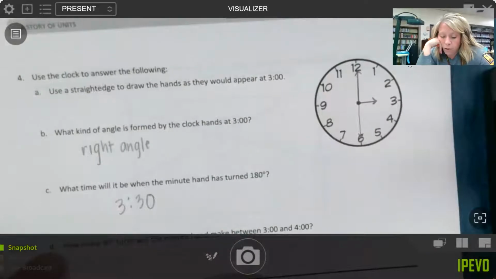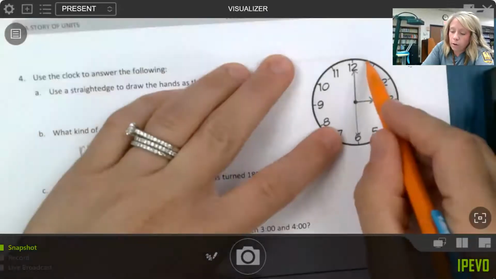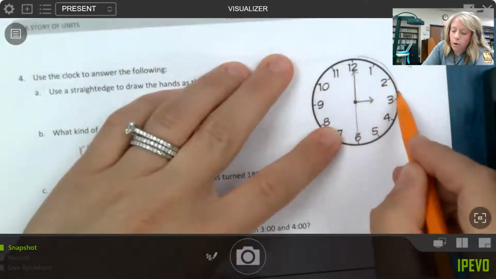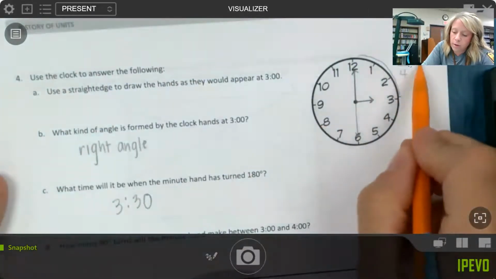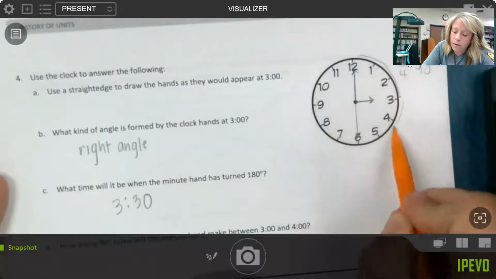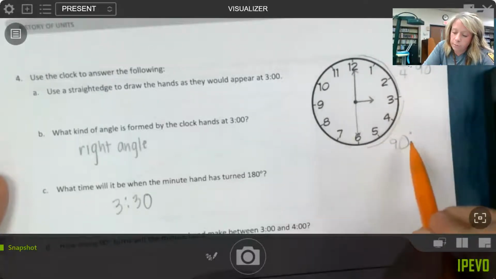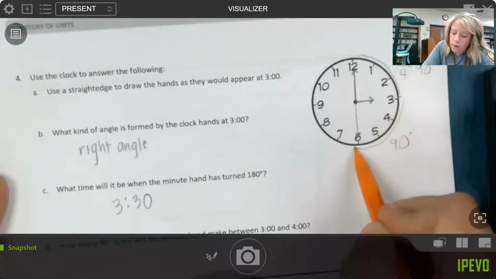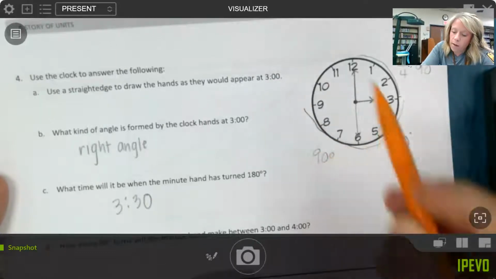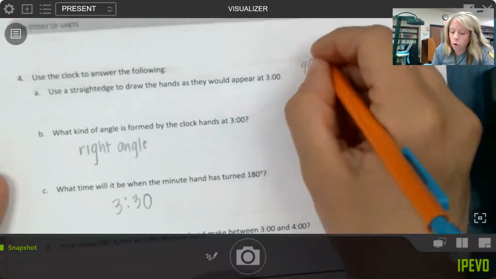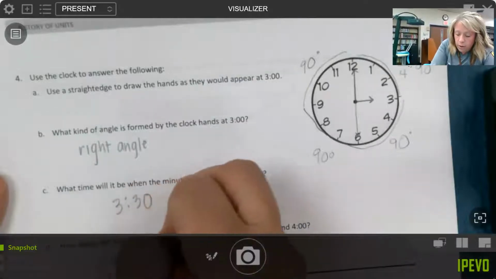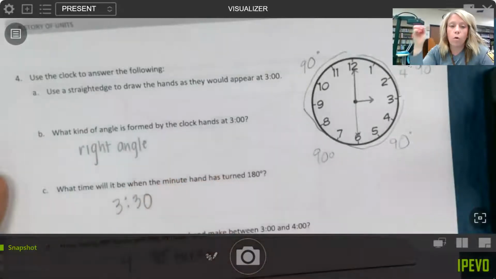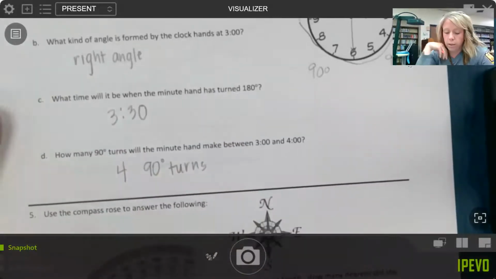How many 90-degree turns will the minute hand make between 3 and 4 o'clock? So when my minute hand goes from 0 minutes to 15 minutes, that's 1/4, and that's 90 degrees. Here to here's another 90 degrees. Here to here's another 90 degrees. And here's your final. So it goes the whole way around. So that would be 4 90-degree turns to go a full 360 degrees.